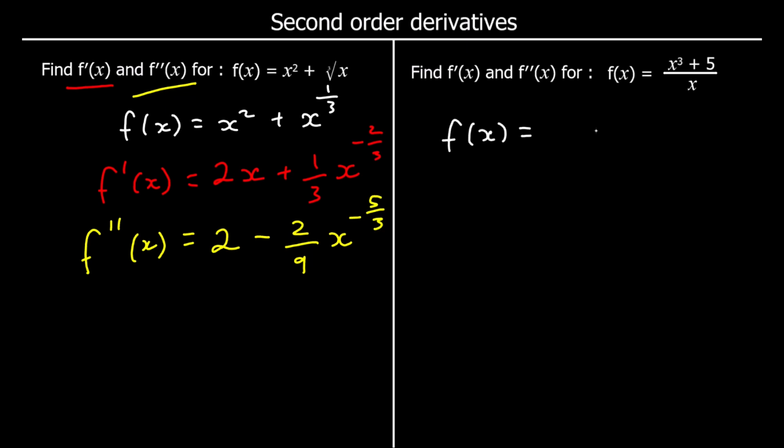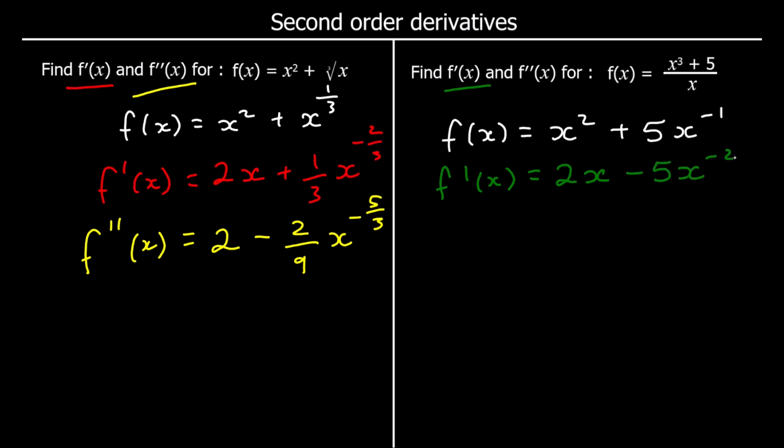So f of x, so divide both terms by x to get it in the right form to differentiate. So x cubed over x is x squared, and 5 over x is 5x to the power of -1. So let's find the first derivative. So x squared times by the power, take 1 off the power, that becomes 2x. And then 5x to the power of -1 is going to become -5x to the power of -2.